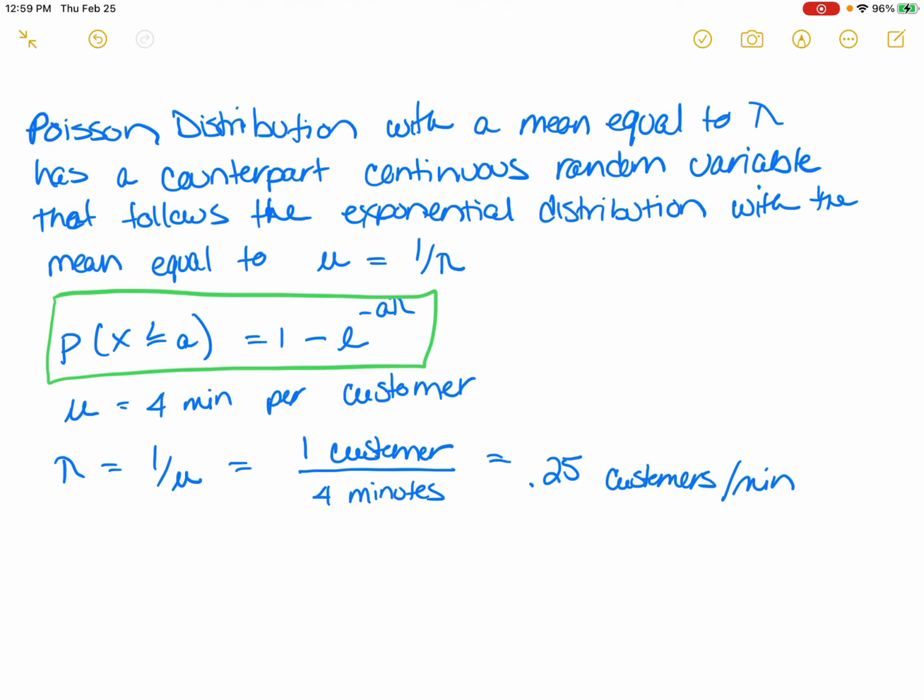And so they give us another situation in the book, and they talk about the Piggly Wiggly grocery store. If you can't tell from my accent, I am very much from Atlanta, Georgia, where the Piggly Wiggly is alive and well. Suppose that the average time between customer arrivals at the deli of the Piggly Wiggly grocery store is 4 minutes.